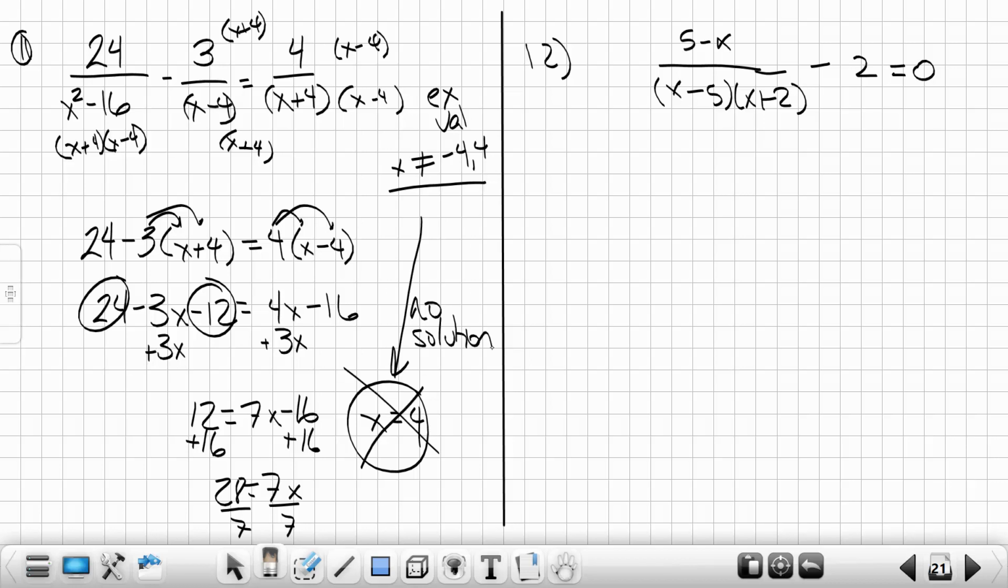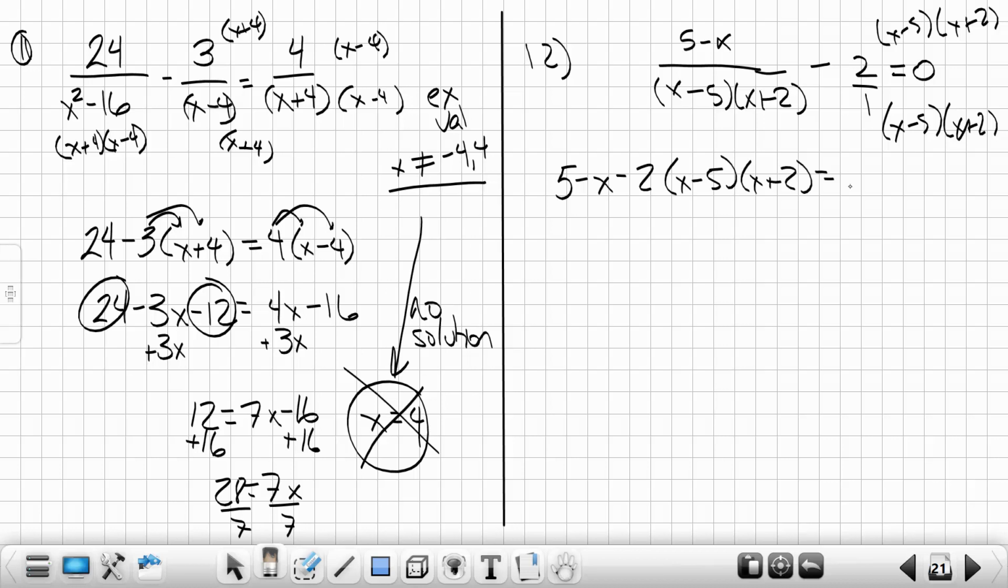Or I'll do something like number 12. So number 12, this has absolutely no denominator, so I'm going to say that's 1. It already equals 0. So I'm going to do x minus 5 times x plus 2. Gentlemen, stop talking. X minus 5, x plus 2. They now have the same denominator. I don't care about the 0. So I'm going to have 5 minus x minus 2 times x minus 5 times x plus 2 equals 0.